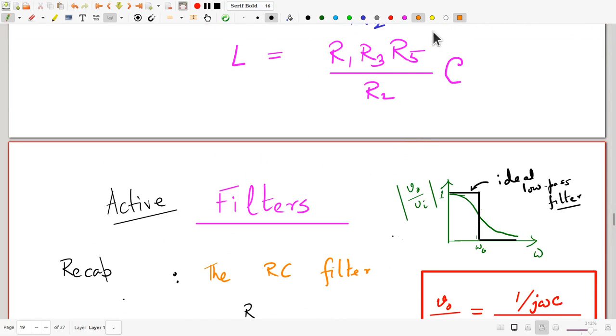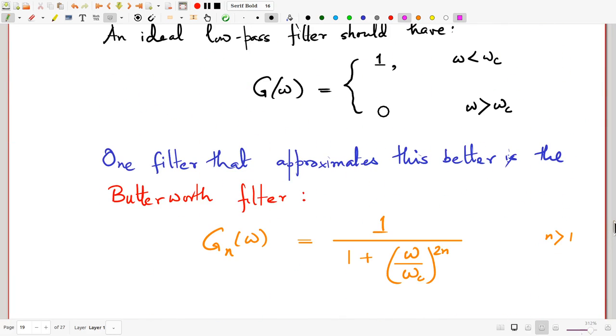So, for example, if you were to look at n equals 2, that is 1 by 1 plus (omega by omega C) to the power 4, you would have a behavior which goes like this. Go to higher and higher orders, you are going to get something which is steeper around the omega equal to omega C mark. You can try plotting this function using GNUplot or any of your favorite plotting software to see how the behavior of this function changes as n rises.